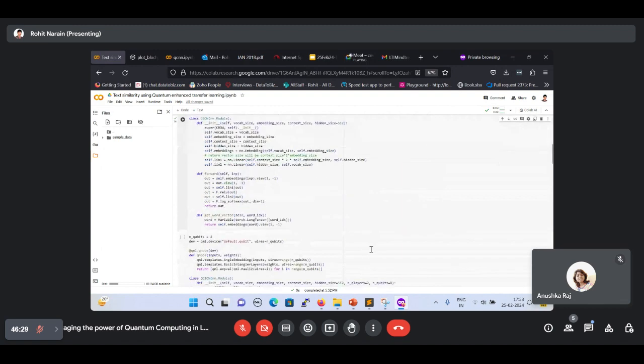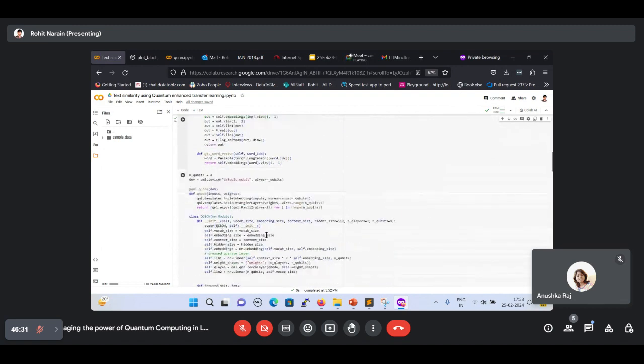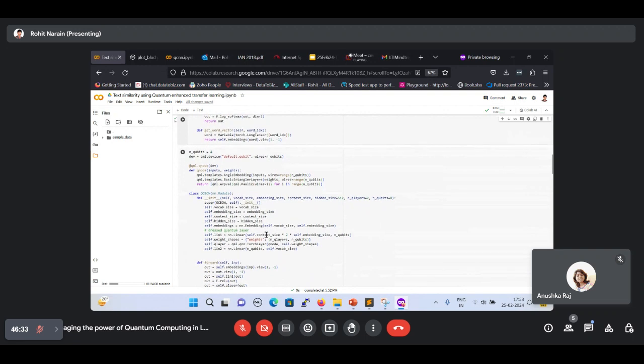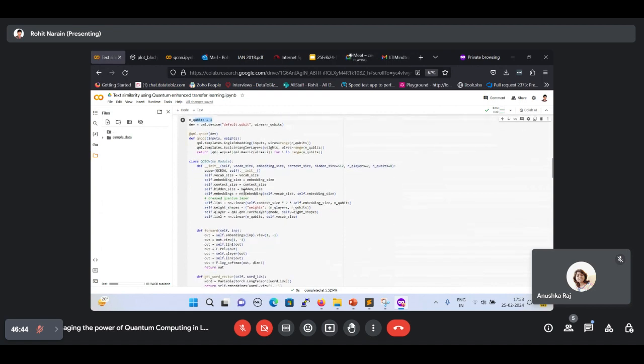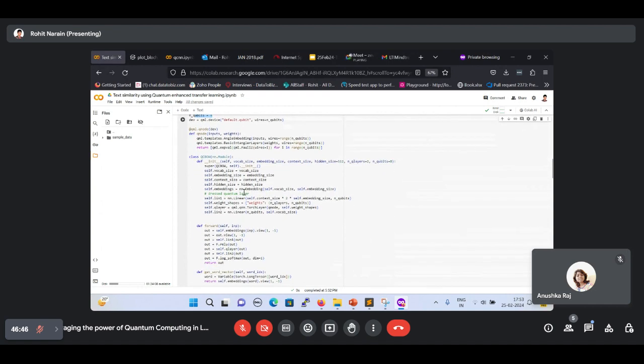For example, if I give two sentences to my model, how similar are they actually, or what kind of unique words are used in them. We will predict that. Here we are using a 4 qubit circuit. So it's basically a 4 qubit quantum machine learning, quantum transfer learning circuit.